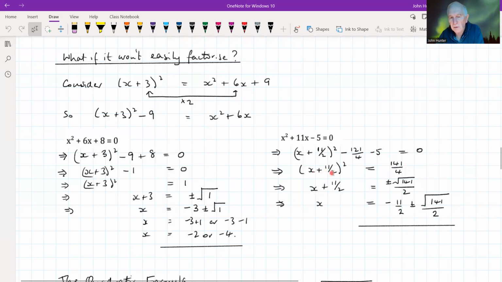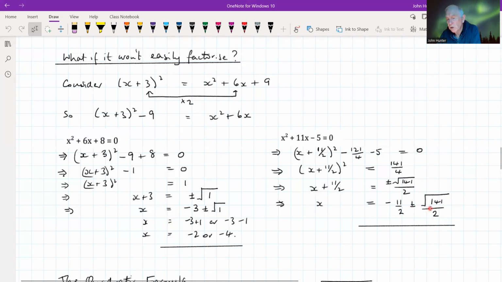So x plus 11 over 2 squared equals 141 over 4. Taking the square root, we get plus or minus the square root of 141 over 2. We can just apply the plus or minus to the numerator, and therefore x is equal to, we subtract 11 over 2 from each side, minus 11 over 2 plus or minus the square root of 141 over 2. So that is two solutions, of course, the plus value of the square root and the minus value. So that's a little bit more complicated.